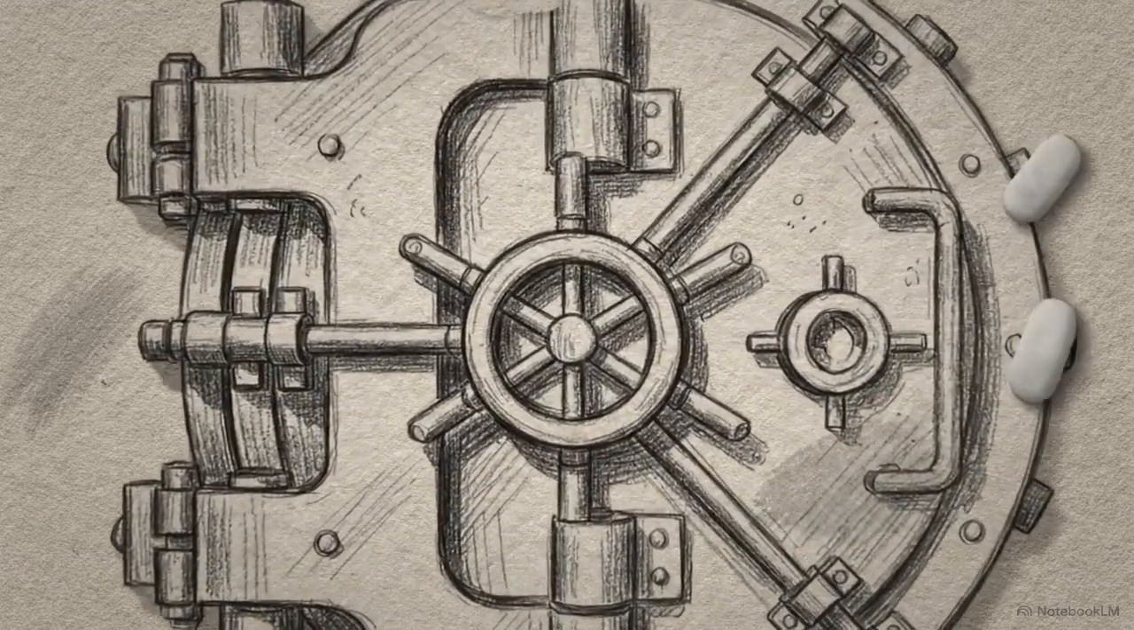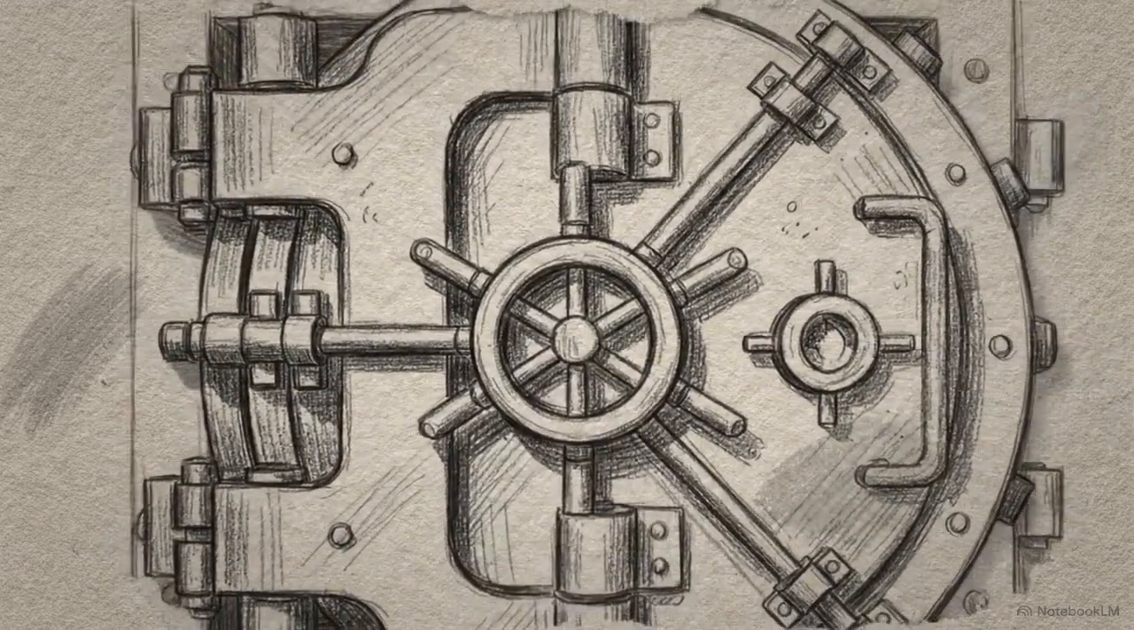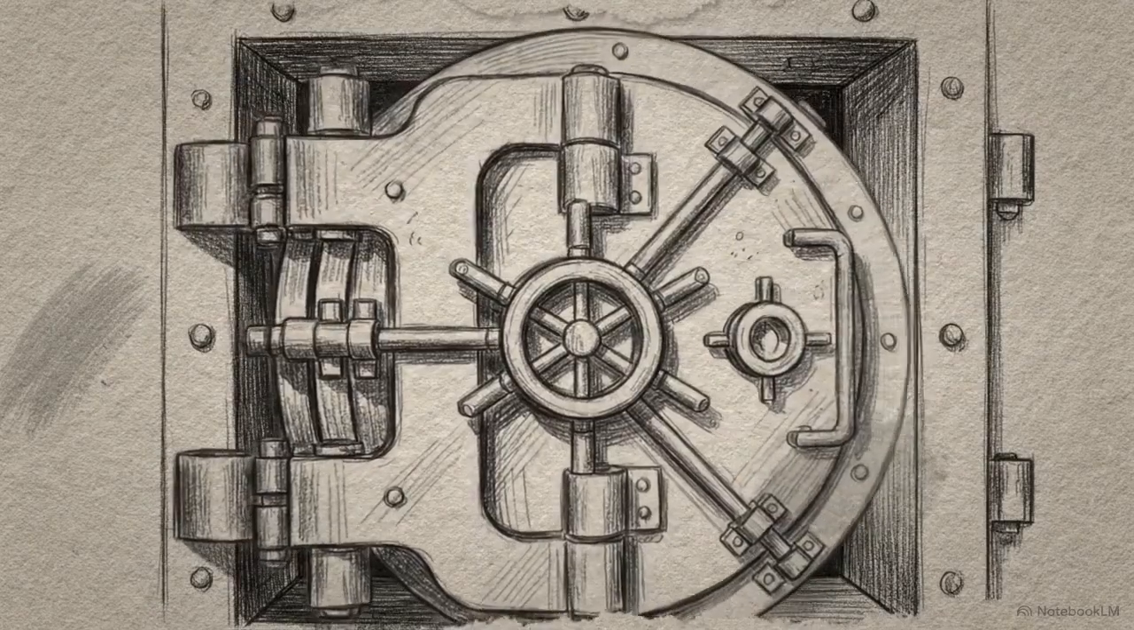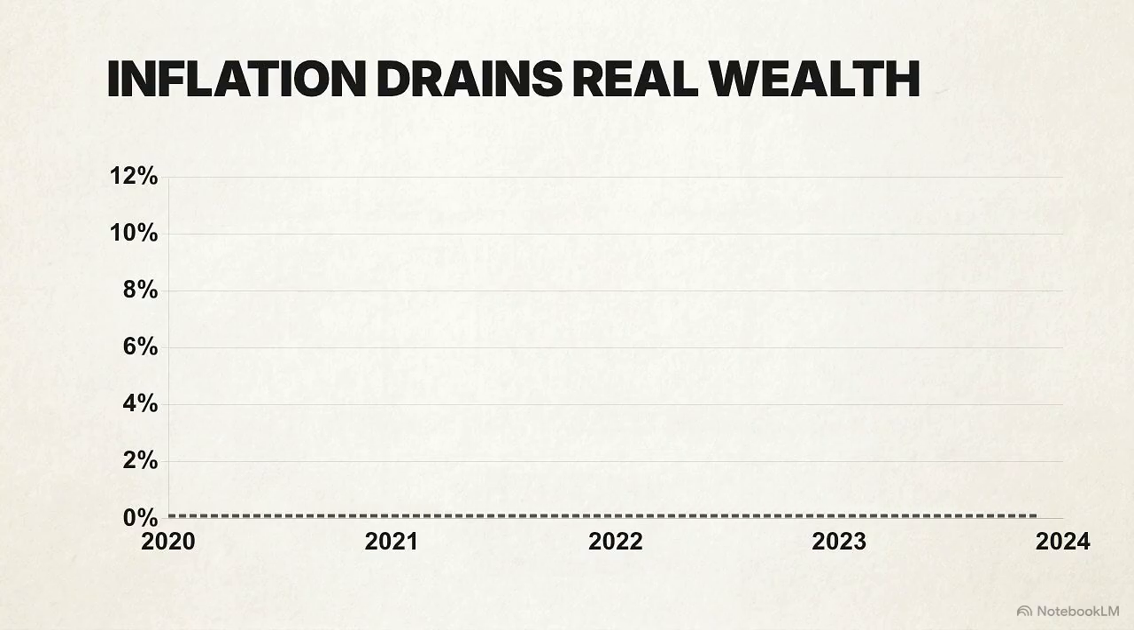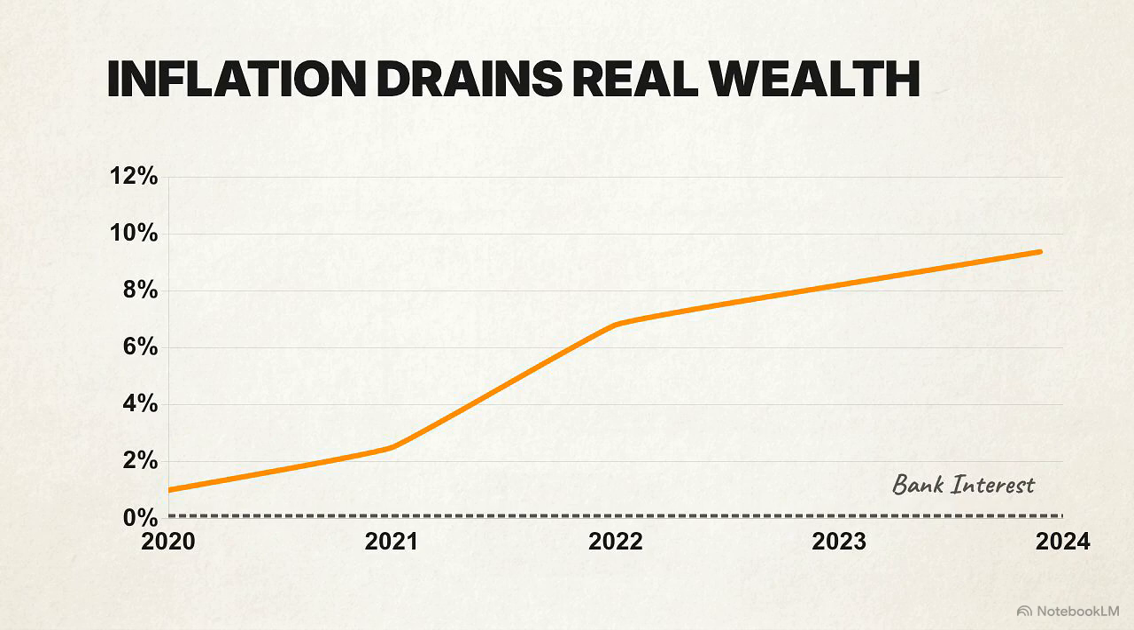Looking at the math, locking your money inside a traditional checking account guarantees your purchasing power drops every single year. Standard banks currently pay around 0.01% in interest. Meanwhile, annual inflation routinely outpaces that by a wide margin, steadily draining the real value of your balance.